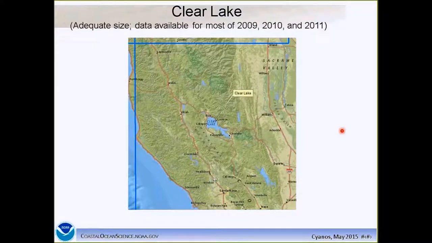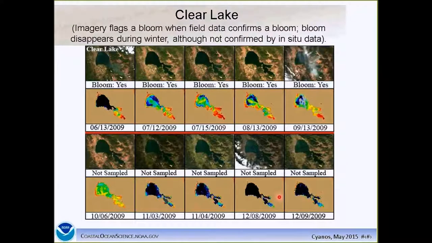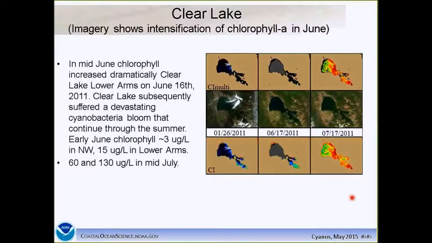And Clear Lake, of course, is quite visible. We've shown examples before, the same data set that you had seen earlier, showing the development of the bloom over time and the diminishing of that bloom over time. And just to reiterate, the patterns that you can get are possible with the dailies, to get a timing of the blooms as well. So you can think in terms of a monitoring strategy as well, going into the future. So those would be the pieces.